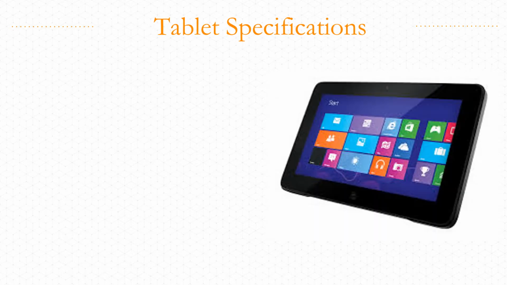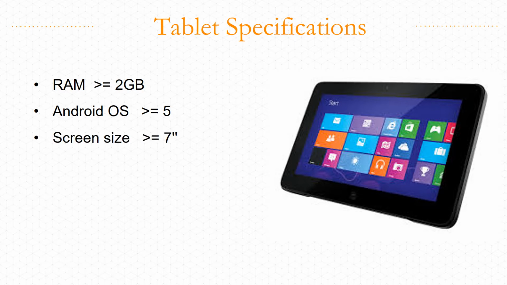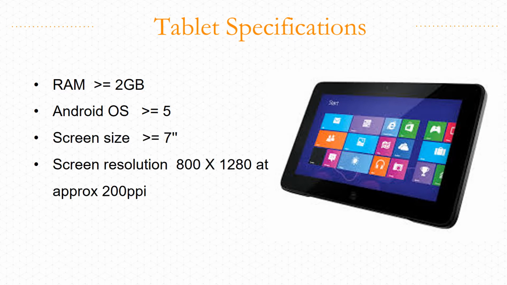There is a wide variety of tablet brands available in the market and device configurations keep changing. So, we recommend the minimum specifications required in a tablet. Your tablet should have a RAM greater than or equal to 2 GB. The Android operating system must be greater than or equal to 5. It must have 7 inches or more of screen size with a resolution of 800 x 1280 at an approximate of 200 ppi. It must also have a 1.3 GHz quad-core processor.